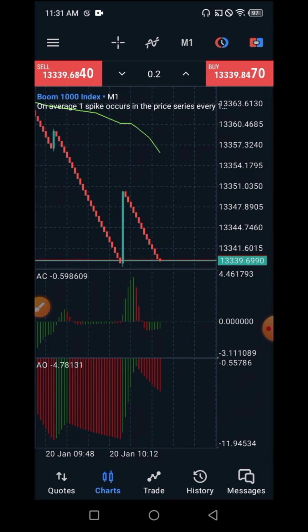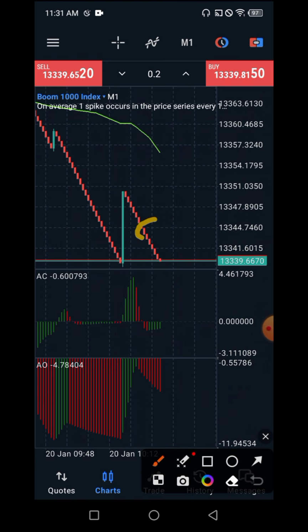When you see it that way, you enter. I entered my trade somewhere here. I pick my 5 candlesticks. As you can see, it's still coming down. I pick my 5 candlesticks, I leave the market. This is for boom 1000.